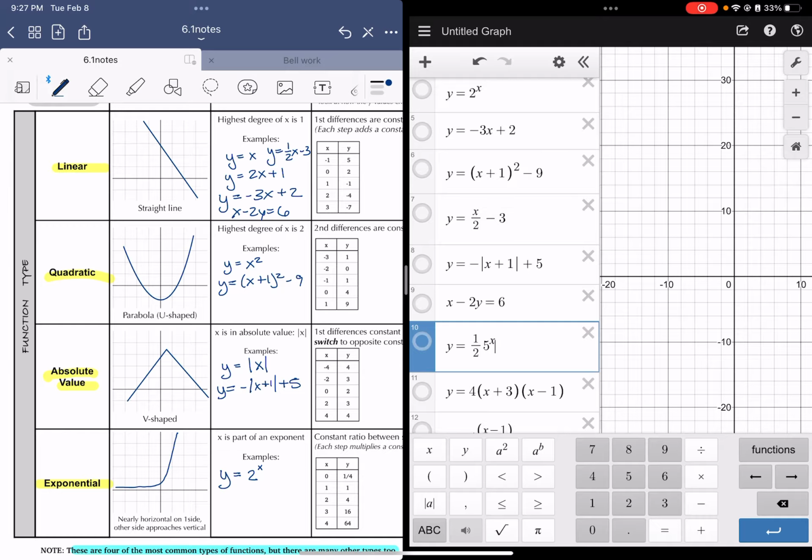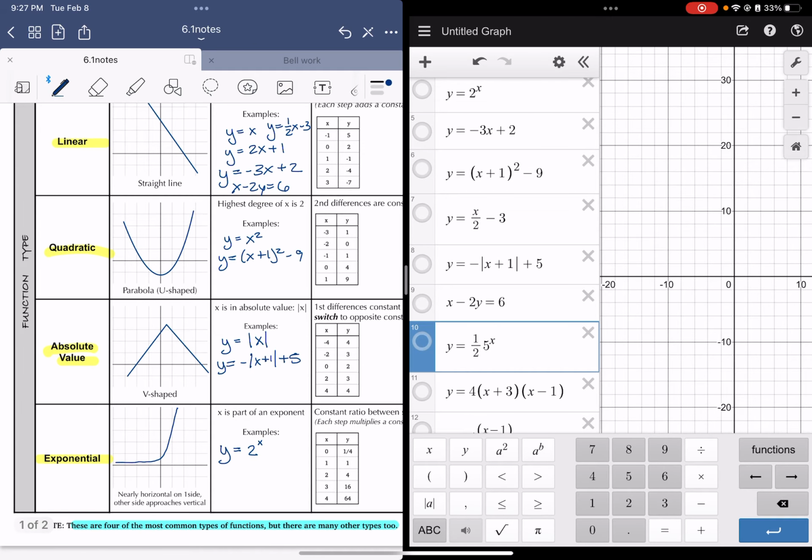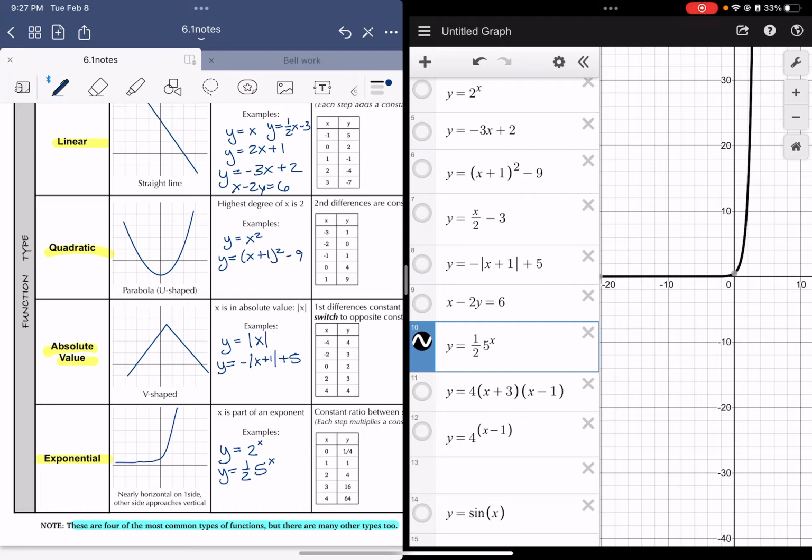All right. Number 10 here, we have y equals 1/2 times 5 to the x power. That is going to be another example of an exponential equation because the x appears in the exponent. All right, and let's graph that one and see what it looks like. You can see it's nearly flat or nearly horizontal on one side, and then it gets very steep and goes almost vertical on the other side.